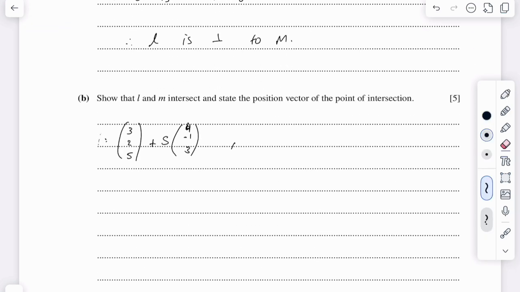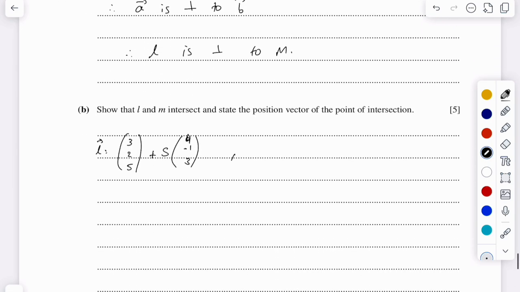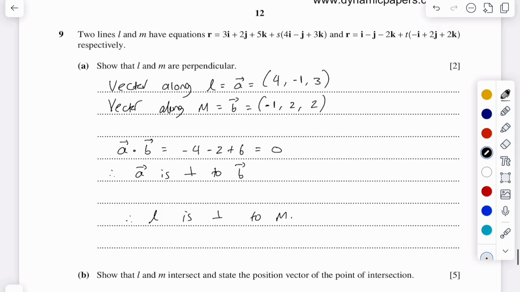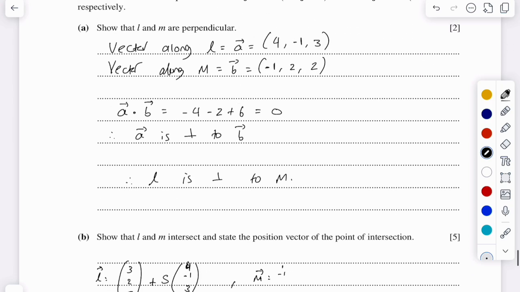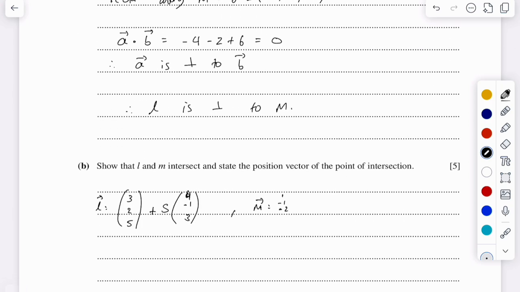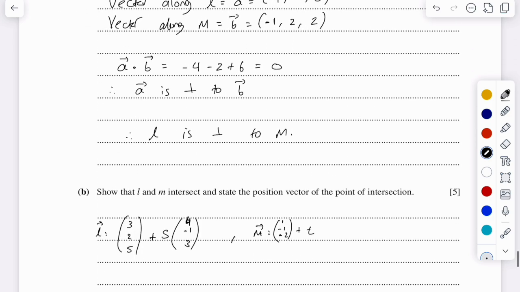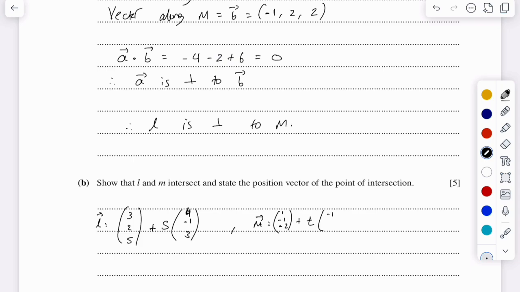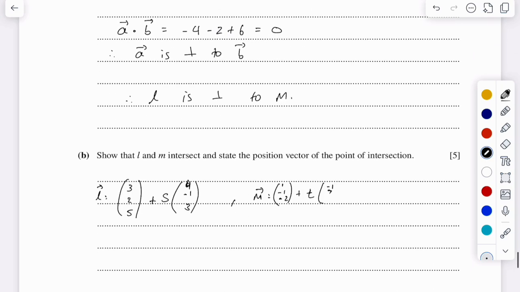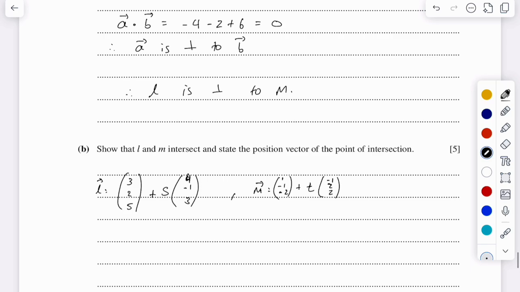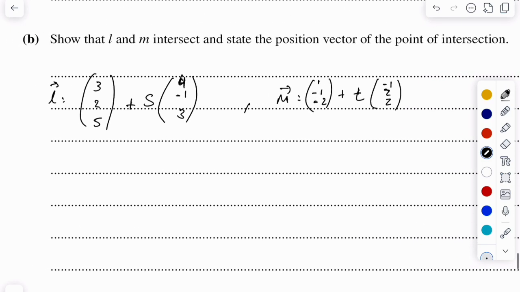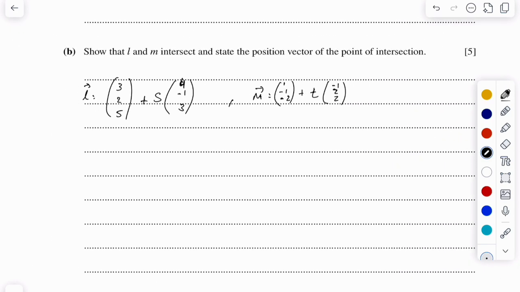And we've also got L, and then M is given as (1, -1, -2) plus t of (-1, 2, 2). And what we're going to do here is set up 3 simultaneous equations.